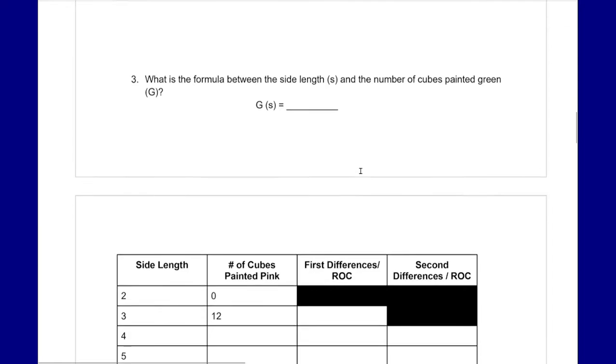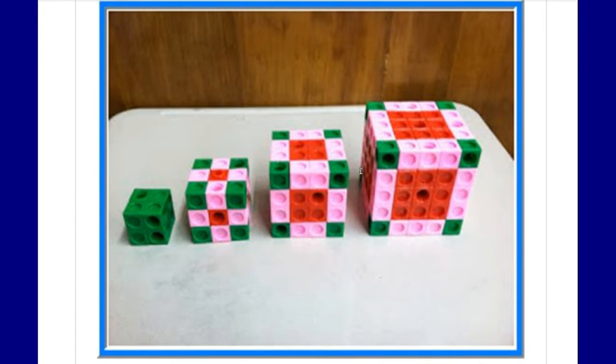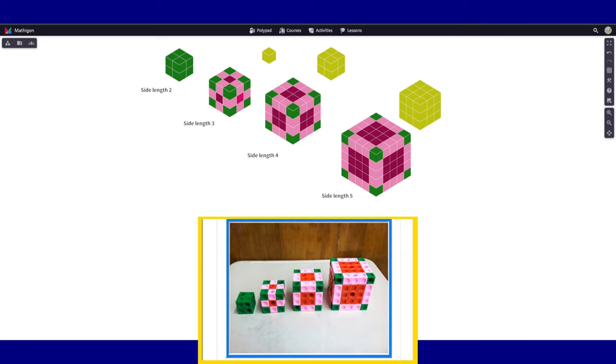I'm going to go back up and look at our pictures. So again, we can see our pictures. There are also virtual manipulatives if you wish. So again, we can see side length 2, we have our green one here. Again, you could rotate it if you want. But again, you have an idea. Same with side length 3.